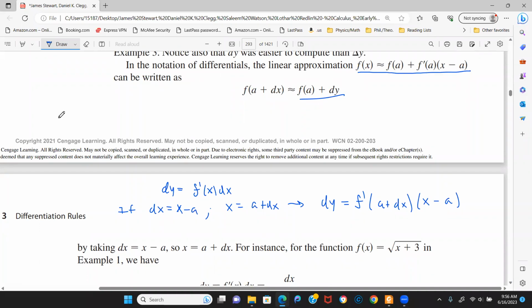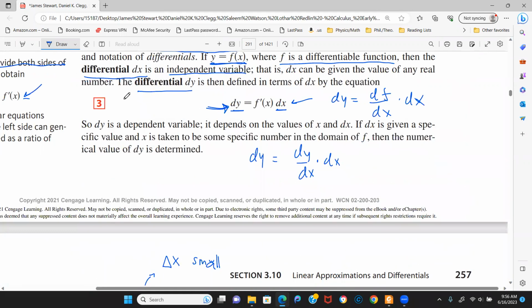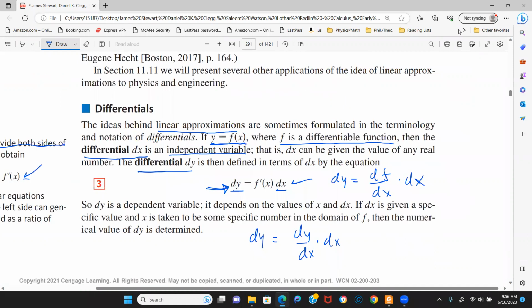Anyways, so that's all I wanted to say about differentials. Not a whole lot, but just more or less give the definition. So I'm going to pause for a moment.